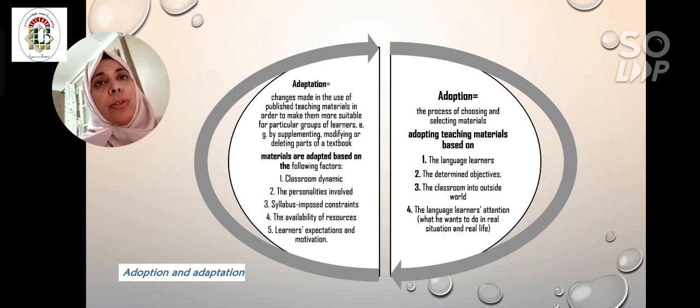So adaptation is changes made in the use of published teaching material, for example, the textbook, in order to make them more suitable for particular groups of learners. I should supplement, I should modify, I should delete, change some parts of the textbook or add some parts into the textbook. So materials are adapted based on the following factors. Based on the classroom dynamic, what I have inside the classroom environment.